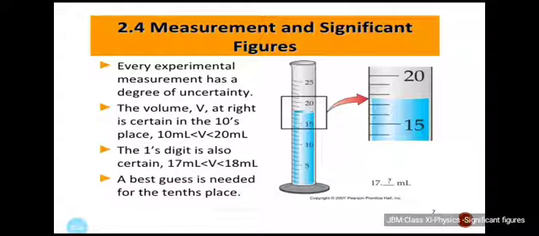A best guess is needed for the tenth place. You can see that the mark that is shown for the value of liquid in the measuring cylinder is lying somewhere between 17 and 18. But in order to get an exact value for the measured value, we have to make some guess. And the best guess will give us the desired result.